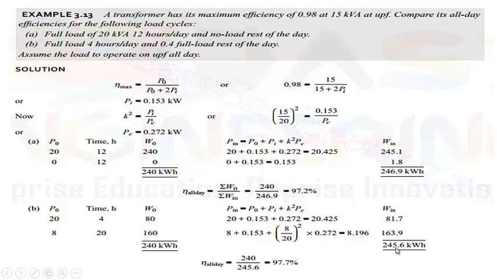Total will be 245.6 kilowatt hours. So the efficiency for this case will be equal to 240 divided by 245.6, that will be 97.7%. This is how we can calculate the all day efficiency. All day efficiency and normal efficiency differ only in that all day efficiency is calculated in terms of energy and efficiency is calculated in terms of power.